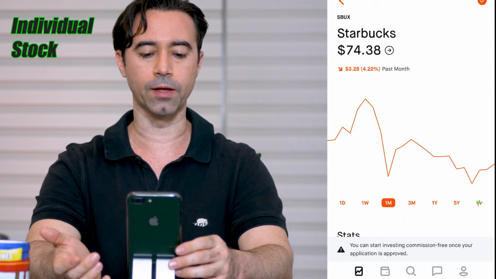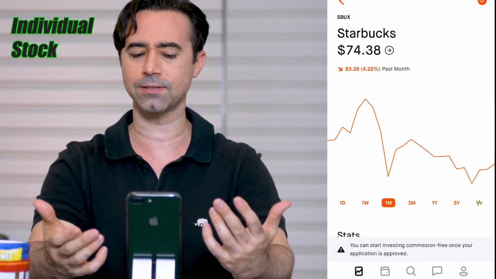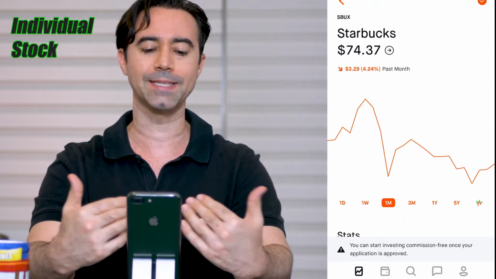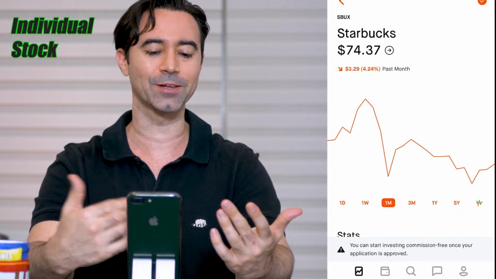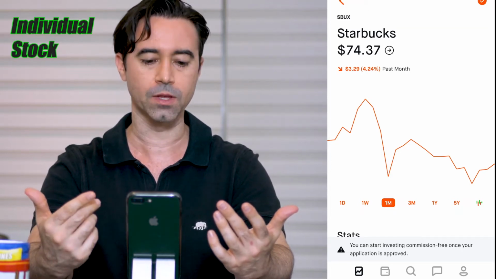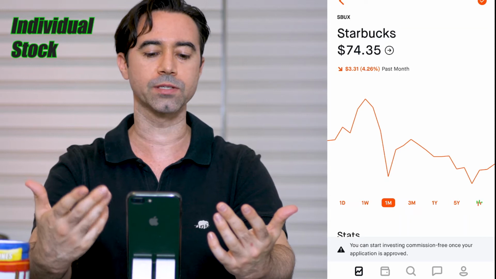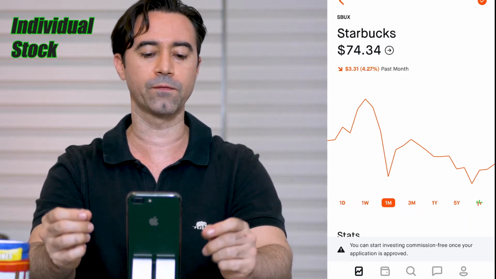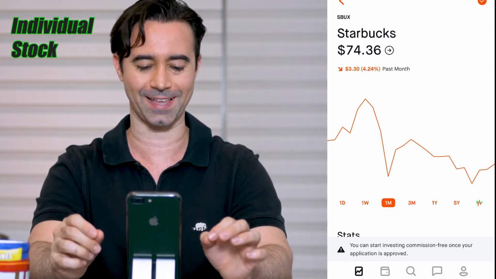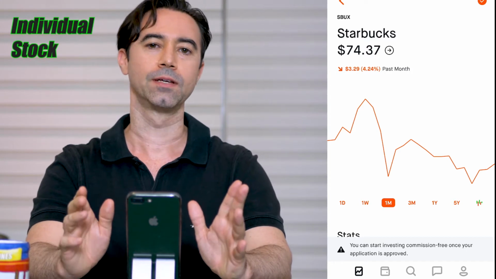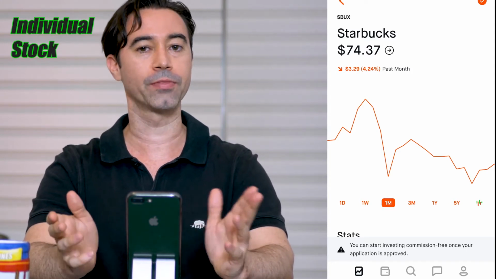If you go to the 1 month, you'll see it turns red. Now, why does it turn red? Because you would actually be down if you had bought Starbucks exactly 1 month ago. You would be down $3.31, and that's down 4.26%. Okay, so you bought a week ago, you're up. You bought a month ago, you're down.